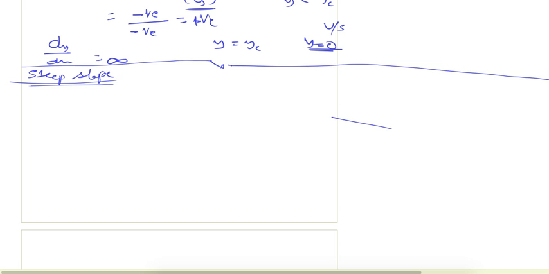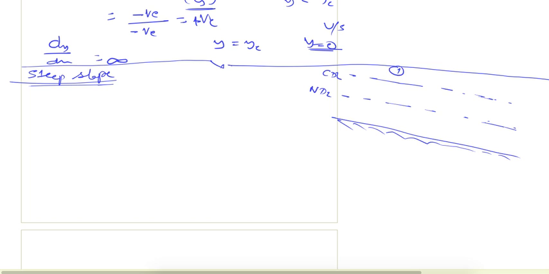So if it is a steep slope, the NDL will be below the CDL line. This will be the CDL. Now this is zone 1, zone 2 and zone 3.